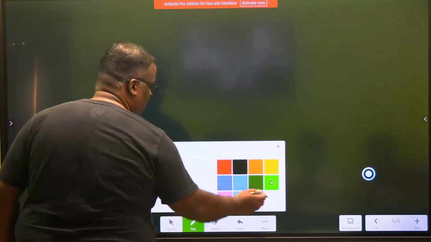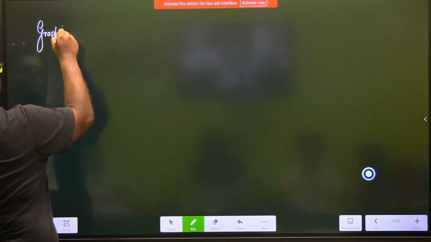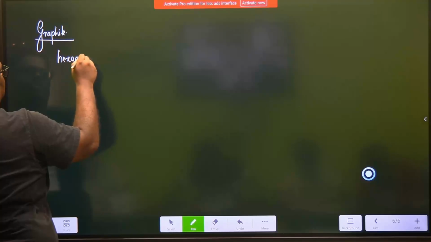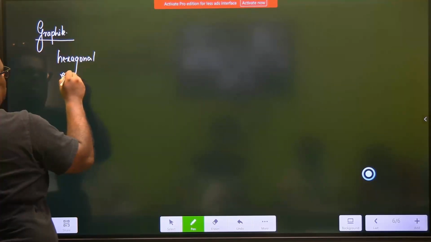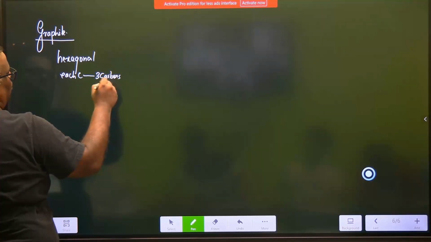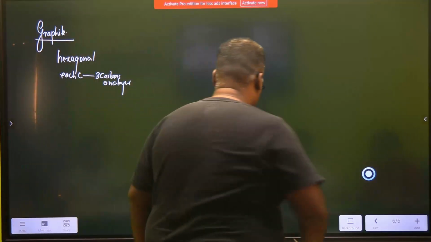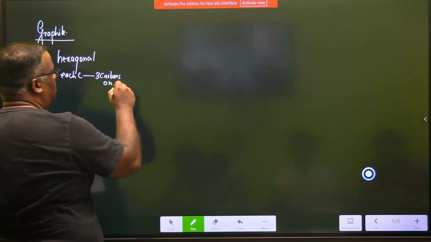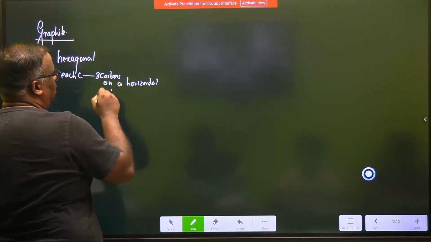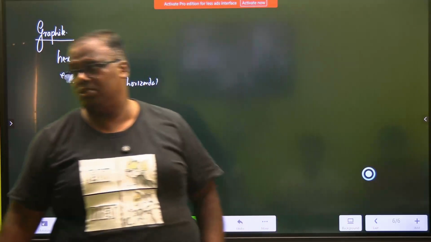The other form is known as graphite. Graphite is a hexagonal structure. Each carbon linked to 3 carbons on a layer. On a layer, this is very important. On a layer, okay, each carbon is linked to 3 carbons on a horizontal layer. Then your understanding will become clear. On a horizontal layer. Acha, tell me, how many valence electrons does carbon have? Carbon has 4 valence electrons, that is 4 chapris.